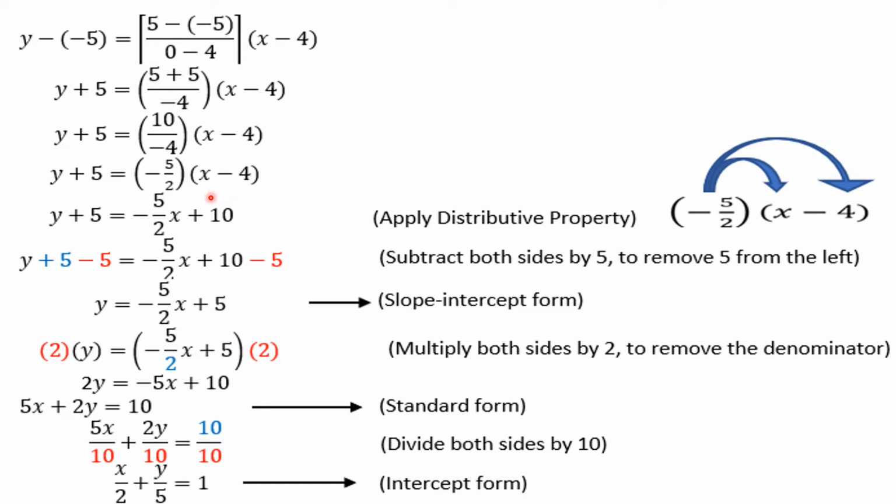Okay, so how can we simplify this? By using distributive property, we multiply negative 5 halves inside the parentheses of x minus 4. So we multiply negative 5 halves times x, that is negative 5 halves x. Then negative 5 halves times negative 4 becomes positive 10. Okay, so I hope you understand this part.